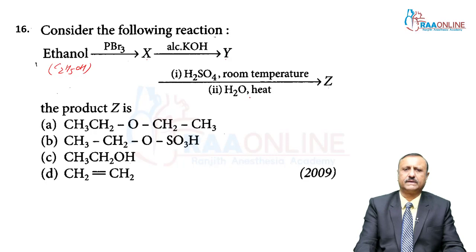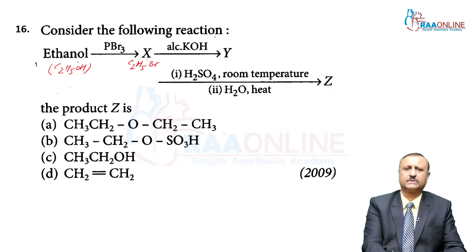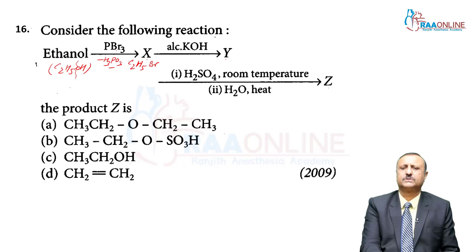Here my dear students, C2H5OH reacts with PBr3 to give C2H5Br. This is our product X. Why? Because this OH is removed and H3PO3 is formed, and the bromine atom attaches to this ethyl group. That is why you can get the alkyl bromide, C2H5Br.